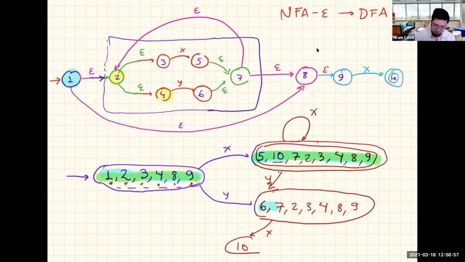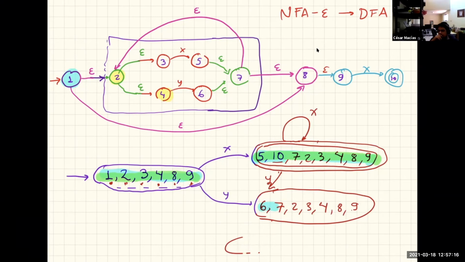Then we... Excuse me, teacher. Sorry for the interruption, but the state 3 leads to 5 with X. Oh, and it's included. Yes, right. My bad. Thank you very much.